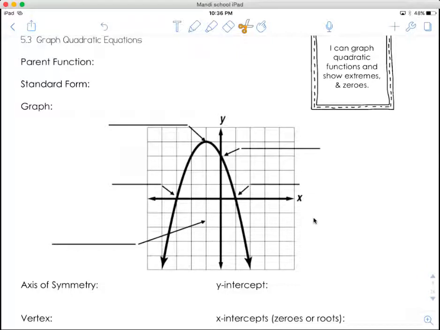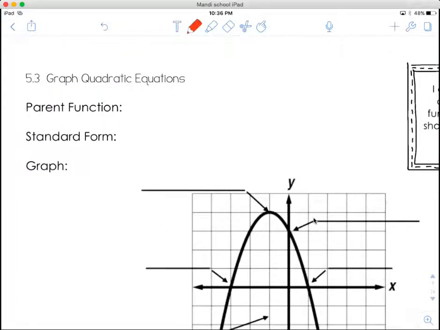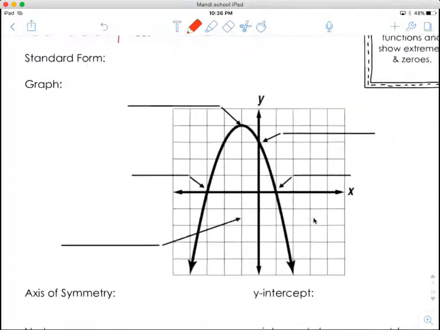Okay, this is 5.3 Graphing Quadratic Equations. The parent function is y equals ax squared plus bx plus c. We won't worry about standard form right now, but I do want you to see the parent function of that. So let's look at the parts of the graph.